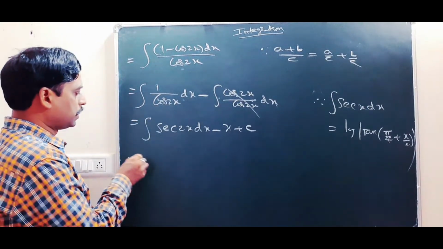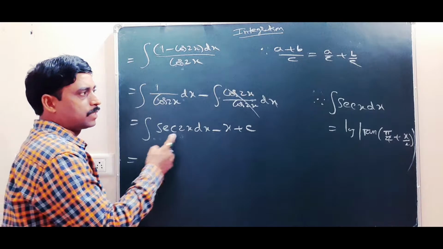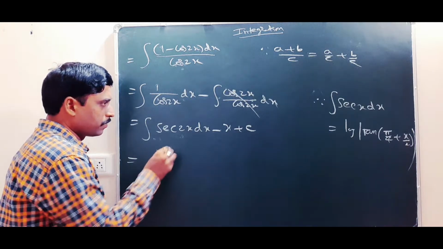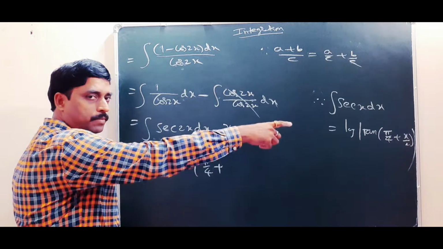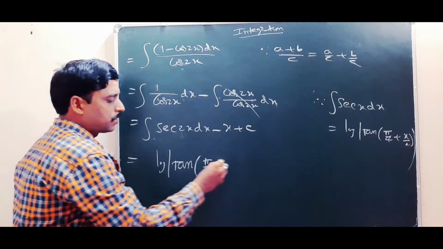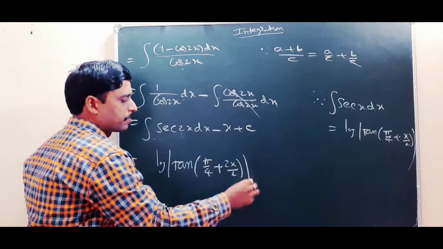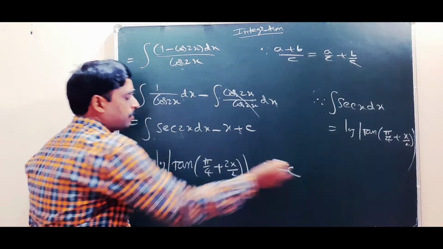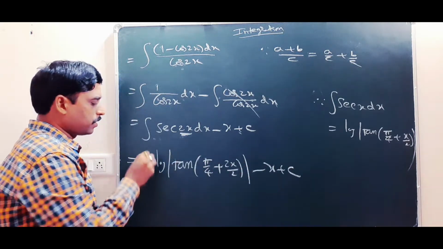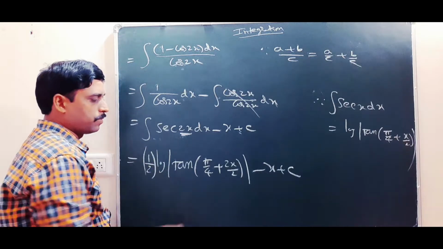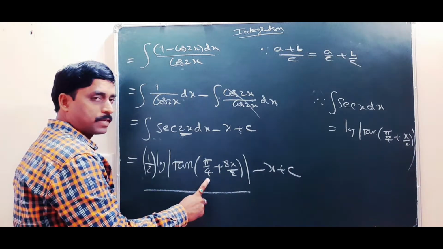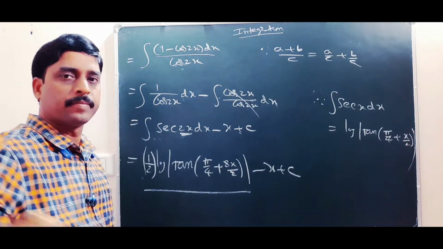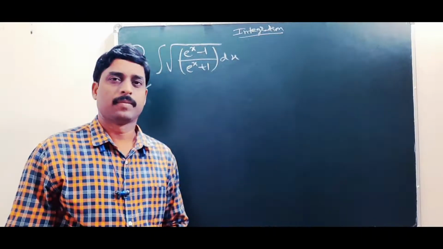So the integral of secant 2x will be log of tan pi by 4 plus x by 2, where x is replaced by 2x, so 2x by 2, minus x plus c. But the derivative of 2x is 2, so the integration gives 1 by 2, and the two cancel. So it is 1 by 2 log tan pi by 4 plus x minus x plus c. This is the correct answer.